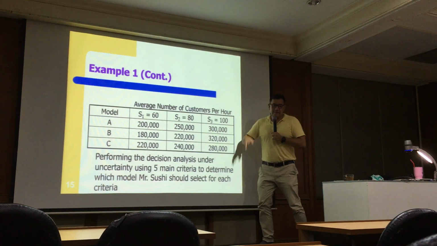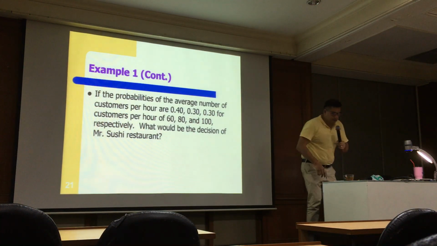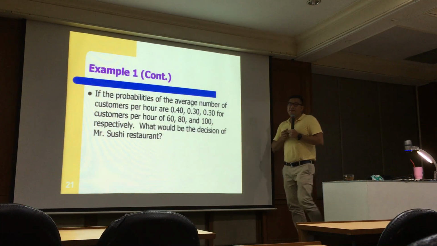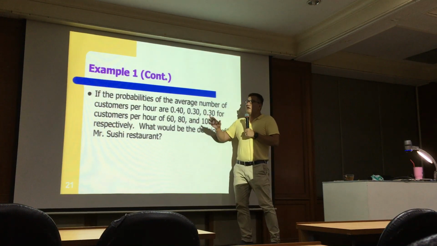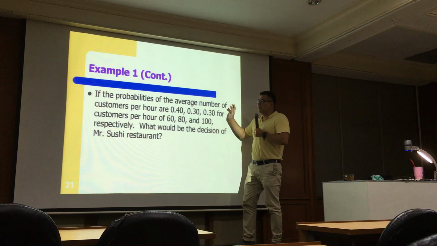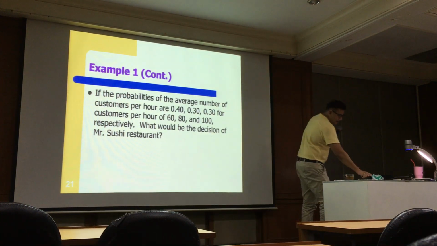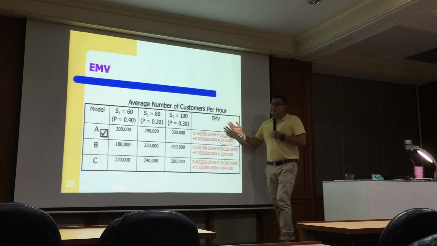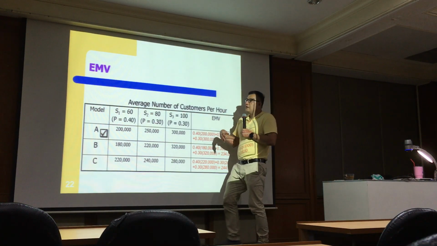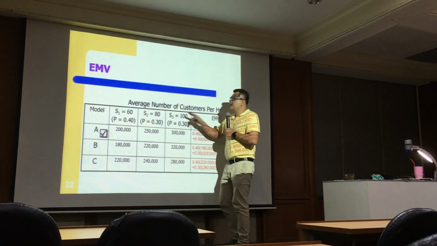Okay. So in this case, let's say that we know about the probabilities. We expect that the probability of the average number of customers being 60, 80, and 100 is going to be 0.4, 0.3, and 0.8 respectively. So the problem is decision making under risk, because you know the probability of each outcome. This is the outcome, right?